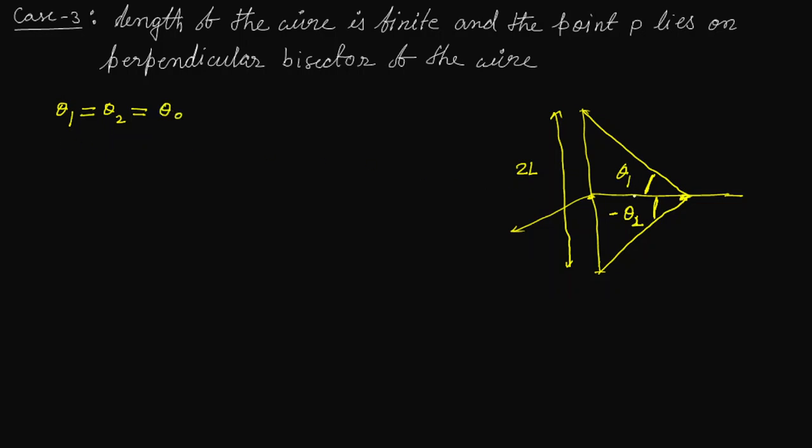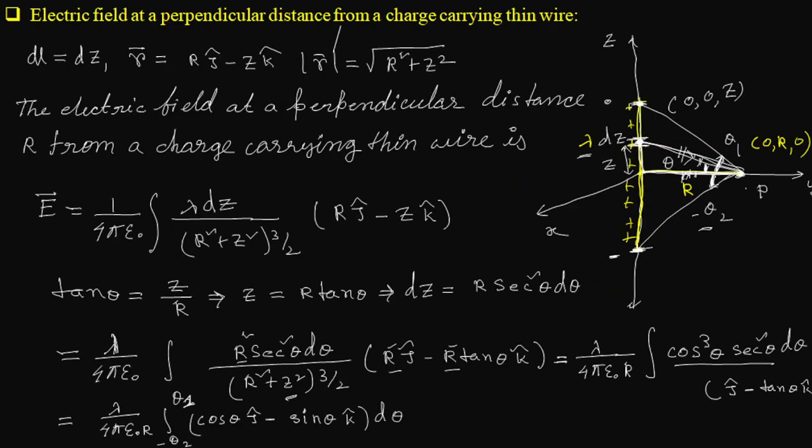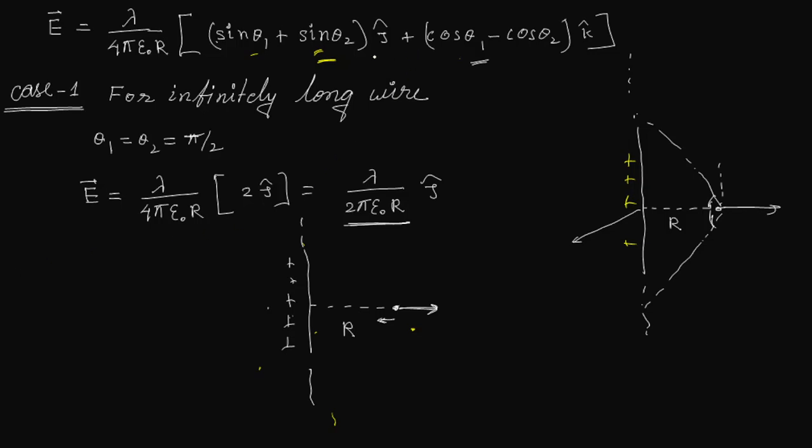So in this case, these two angles will be equal, and the value of these two angles is theta naught. So then what we have to do here is put the value of theta 1 and theta 2, both are theta naught. When you put the value of theta 1 and theta 2 as theta naught, these two terms will cancel out, but this term will give you 2 sine theta naught.